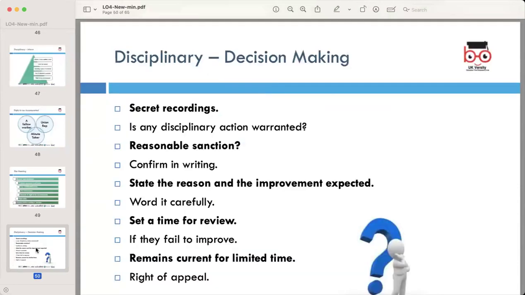So, disciplinary decision making: assess the need for any disciplinary actions, considering the presence of secret recording if warranted. Determine a reasonable sanction, confirm it in writing, specifying the reason and expected improvement, carefully word the communication, and set a time for review if improvement is not observed. The decision remains current for a limited time, and the individual retains the right of appeal.